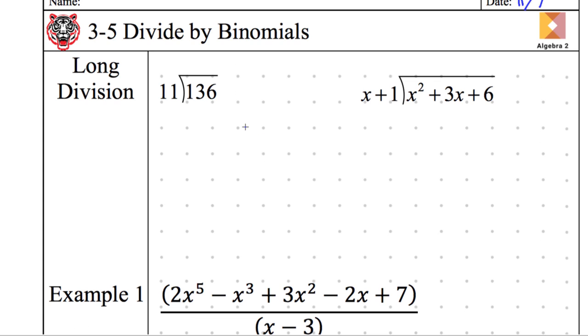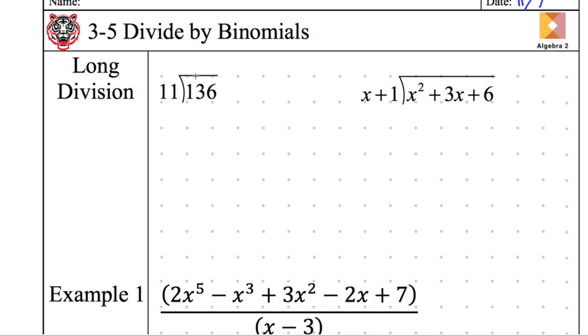So when we look at our division problem, it is the equivalent of dividing something with two digits. I have a tens digit, a ones digit. I have two terms, an x term, or a degree 1 term, and a degree 0 term. So let's go ahead and practice just dividing 136 by 11. Let's see if we remember how to do our long division from, I don't know, like second grade.